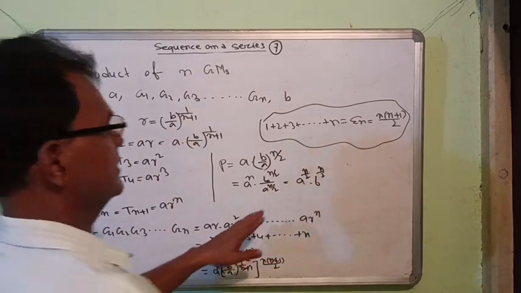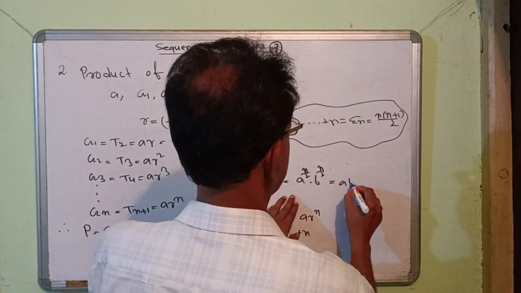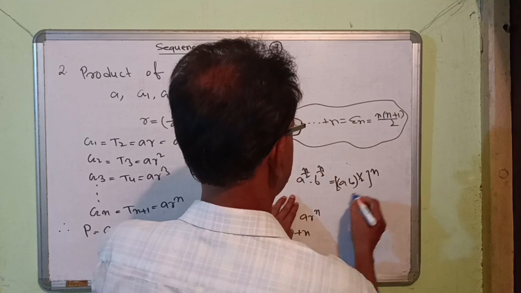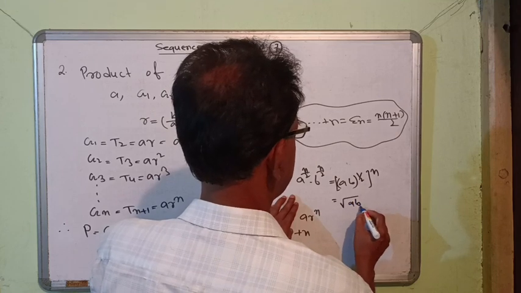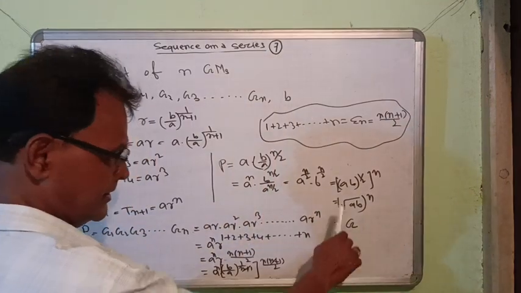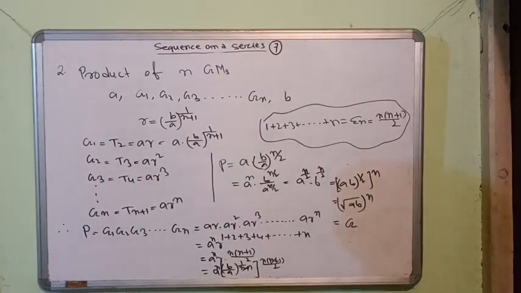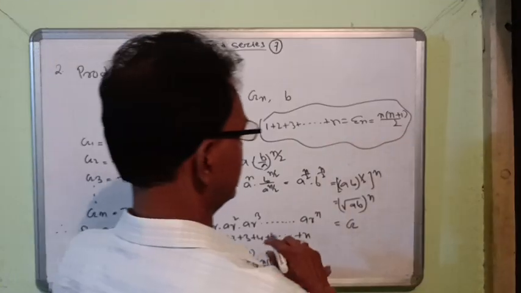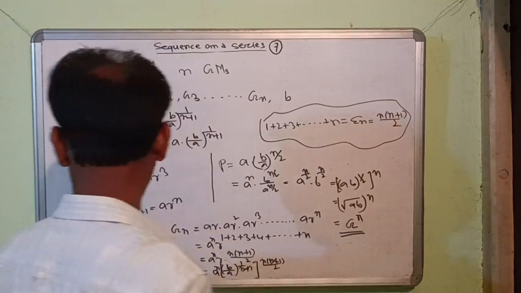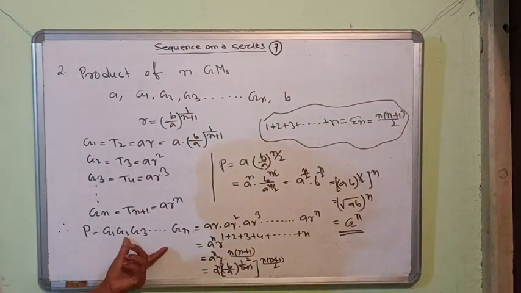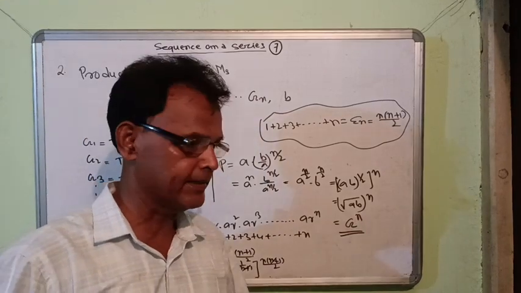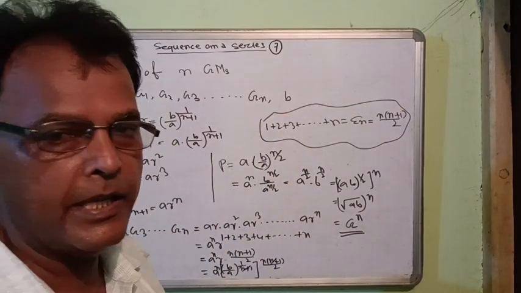After cancelling, this equals (AB) whole to the power half, whole to the power n. This equals (root over AB) whole to the power n. This is equal to G, that is, G is the GM between A and B. There is a single GM, therefore we write G to the power n. That is, the product of n GMs is equal to G to the power n, where G is the geometric mean between A and B.